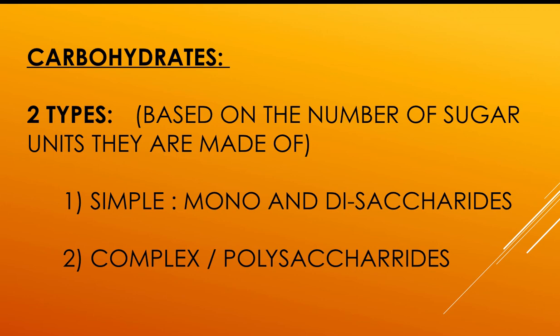Carbohydrates, there's 2 types, simple and complex. Carbohydrates are the most abundant biomolecules on Earth. They're the source of energy for all living organisms. They're also called carbohydrates because they contain carbon, hydrogen, and oxygen atoms.